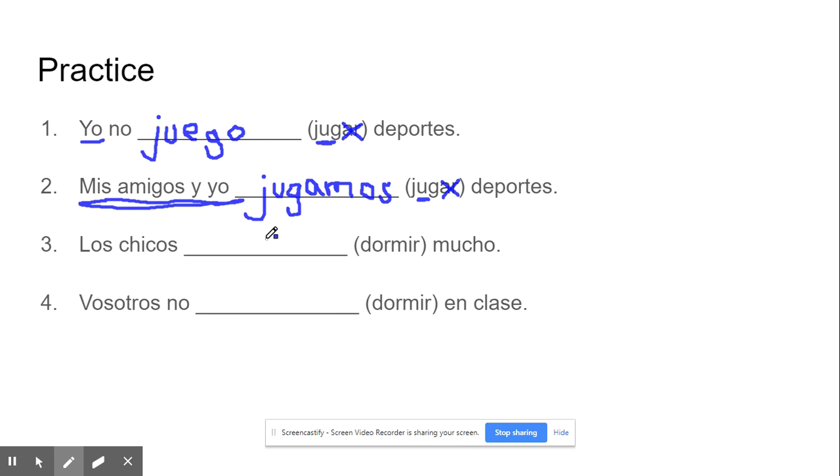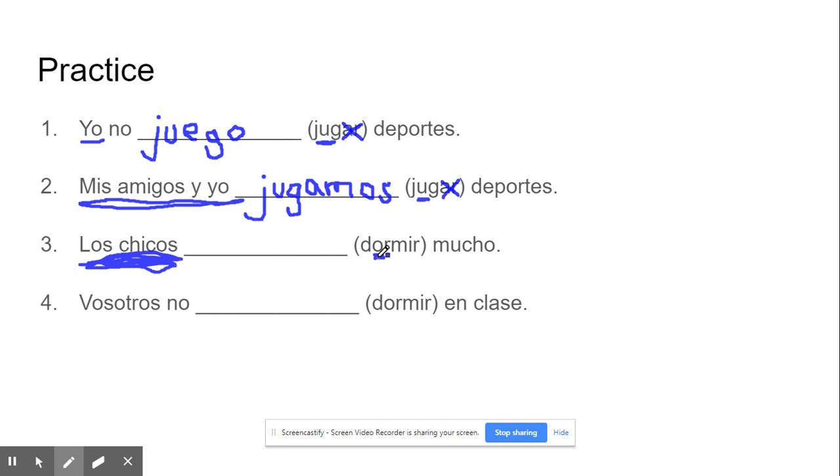Number 3, the verb is dormir. So we know this O might change to a UE. I wonder if it's going to do that in this form. Here we have our subject is los chicos. Los chicos means the boys. So the boys, that's they. They do this, they do that. The boys, they. So in ellos form, yes, we do have a stem change.